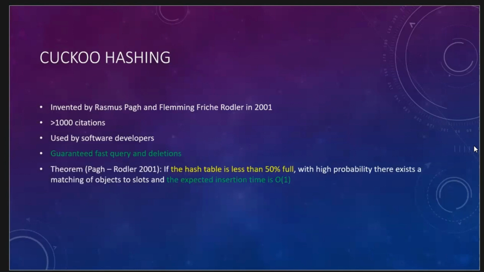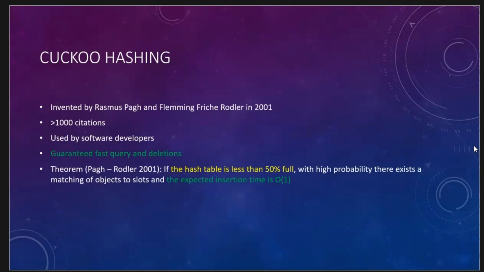And here's the big theorem that says cuckoo hashing works. If the hash table is less than 50% full, then with high probability, first off, in order for the insertion to even terminate, we need there to be an assignment of objects to one of their two possible slots, such that each slot only gets used once. So we need a matching like that. With high probability, there does exist a matching. And even more than that, the expected insertion time, the number of times we have to kick out someone in this cuckooing process, is O(1). So it doesn't grow as the hash table grows. So cuckoo hashing works. Yay.